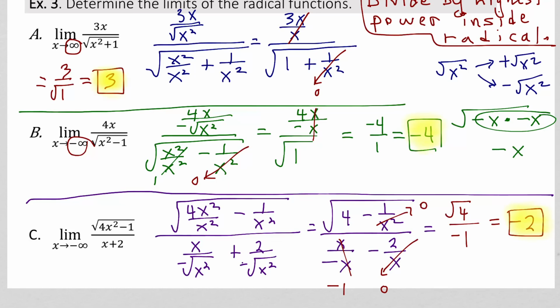So these square root functions like this can do one thing on the negative side as we approach negative infinity, and then they might have a different value that you're approaching as you approach positive infinity. So they have that difference going on. You have to be careful with your signs.